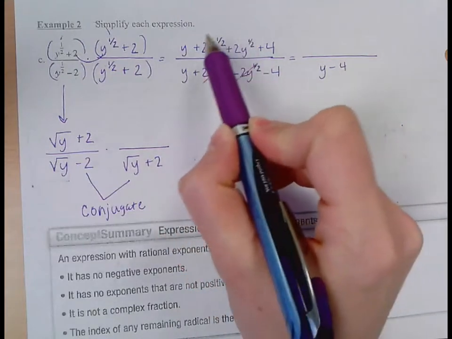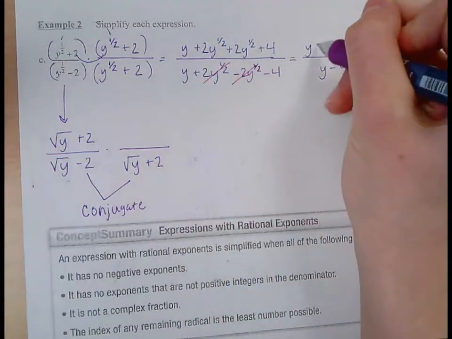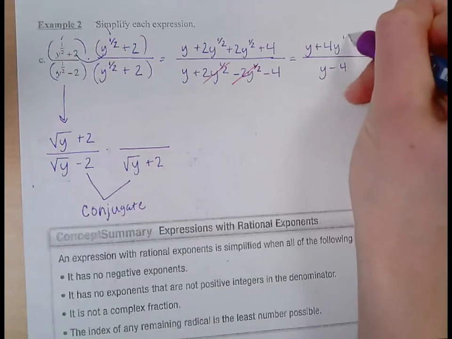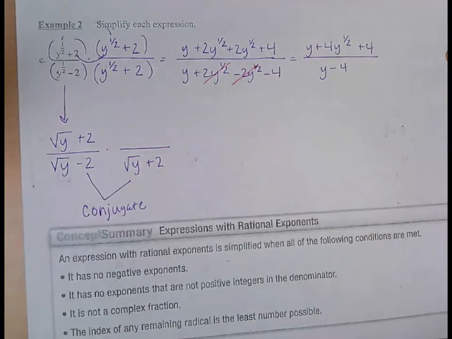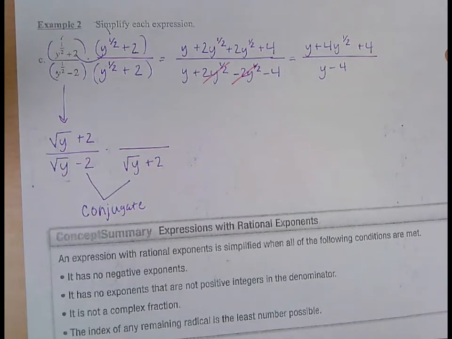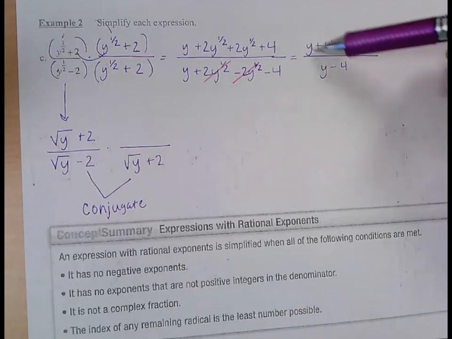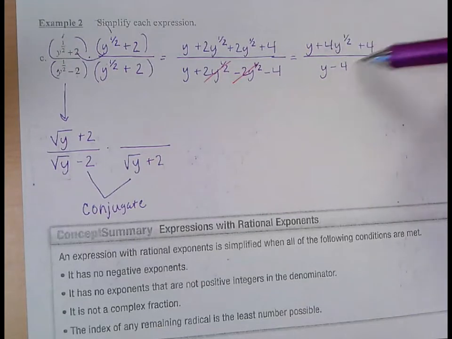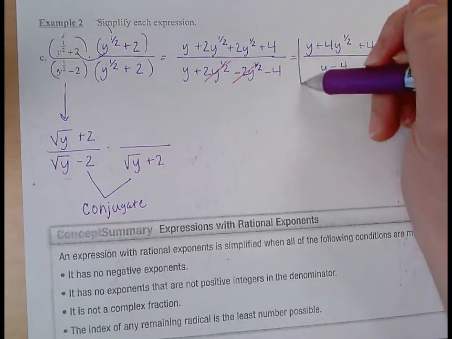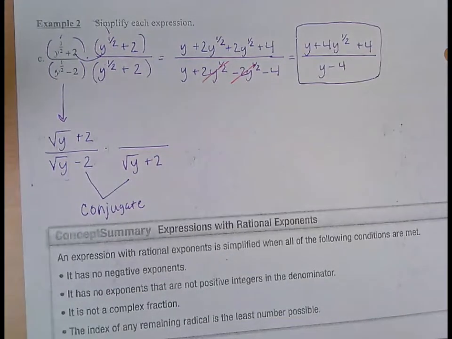On the top, I just combine the middle terms, so I have y plus 4y to the 1/2 plus 4. And then I do want to make it clear, this is simplified. You cannot cancel out the y's. You cannot cancel out any of the 4's. This is in simplest form. Nothing cancels from top to bottom. And since I no longer have that 1/2 power in the denominator, it's simplified.